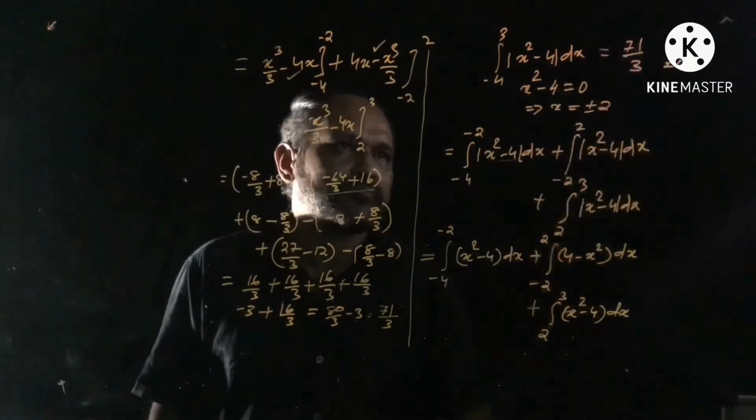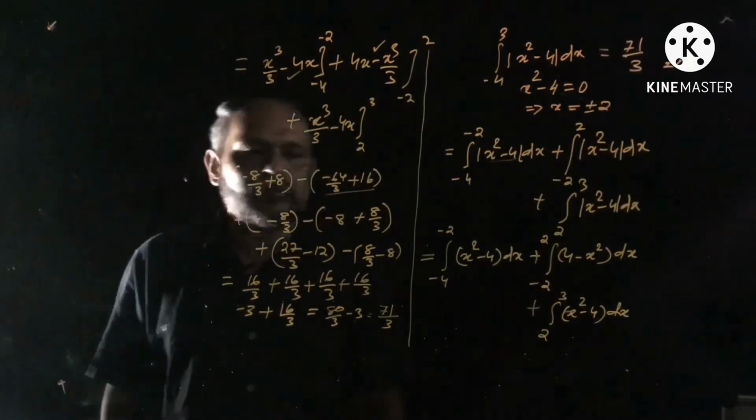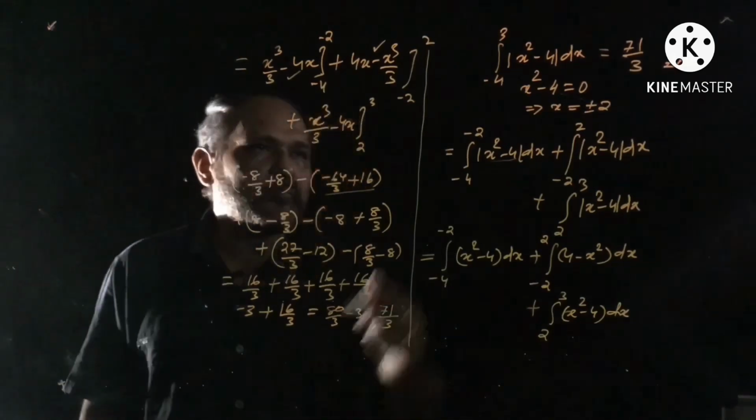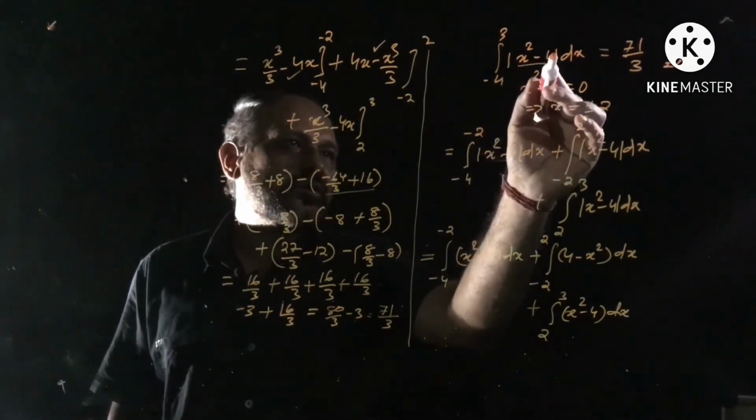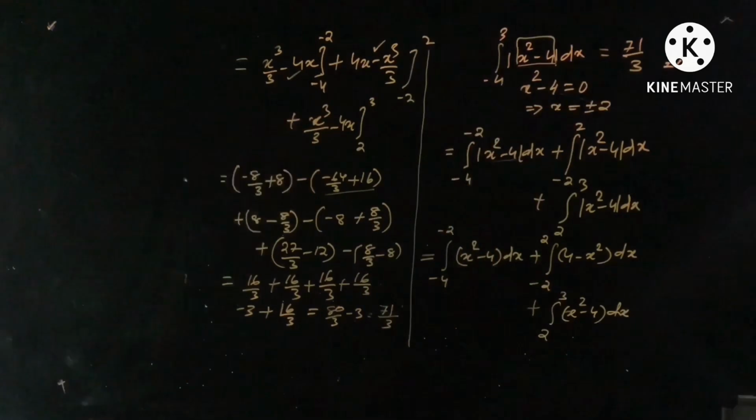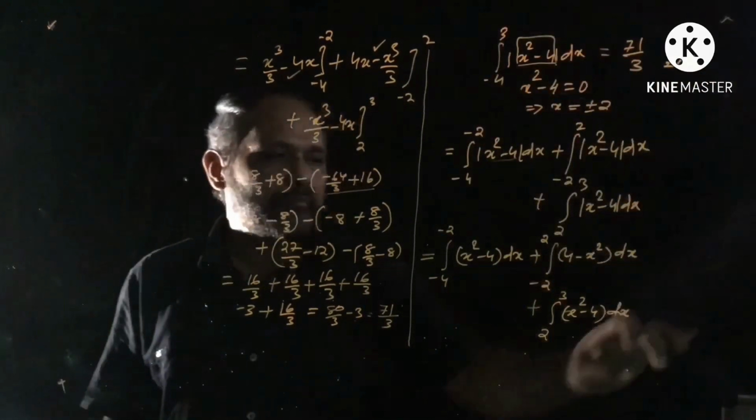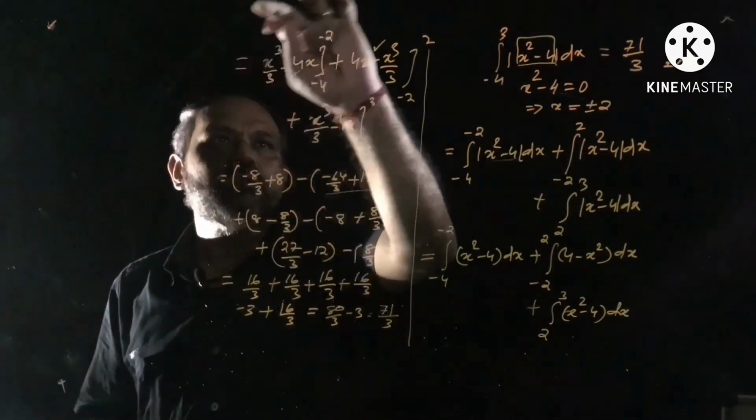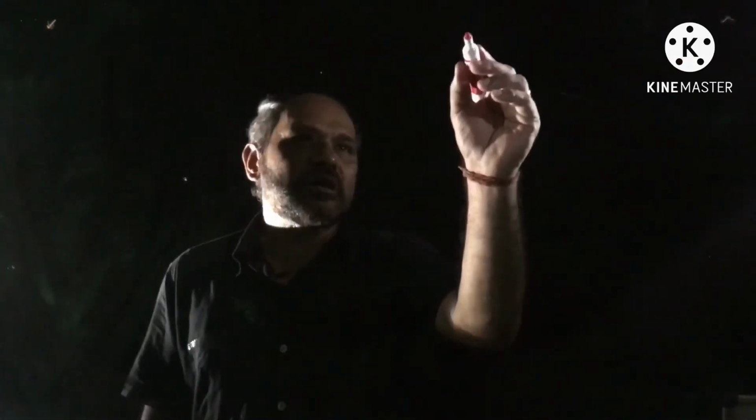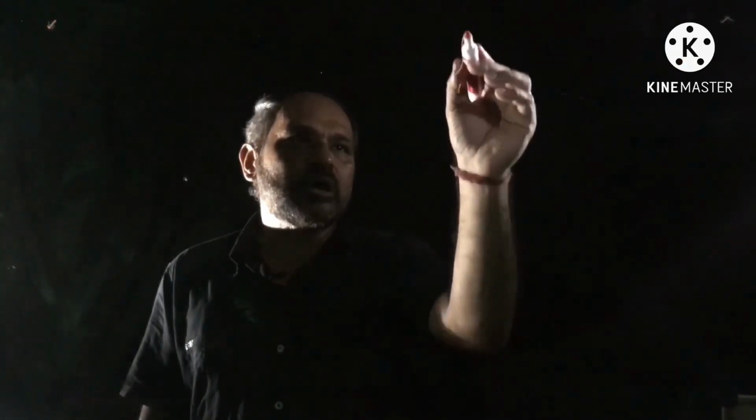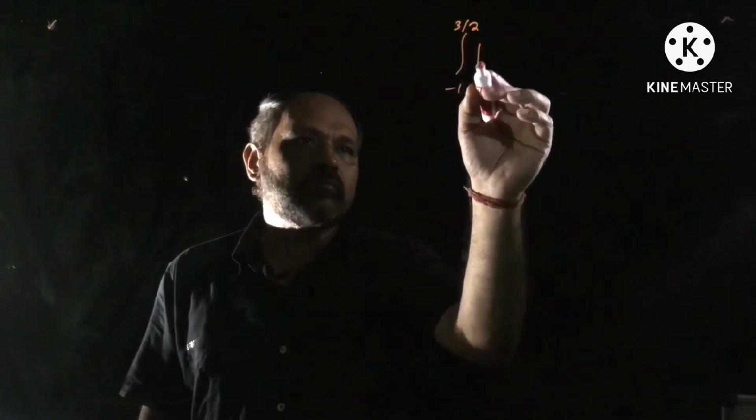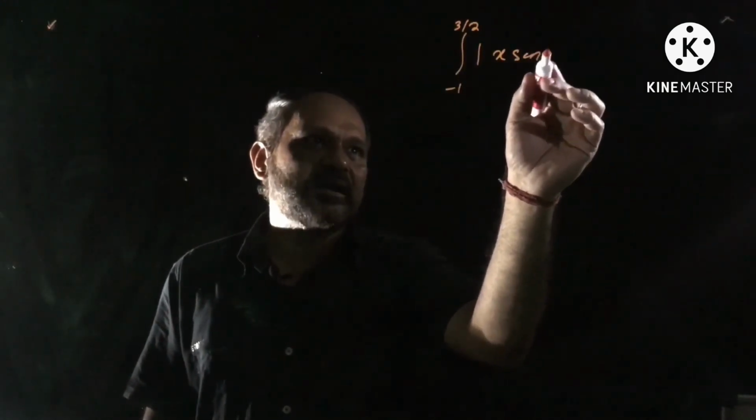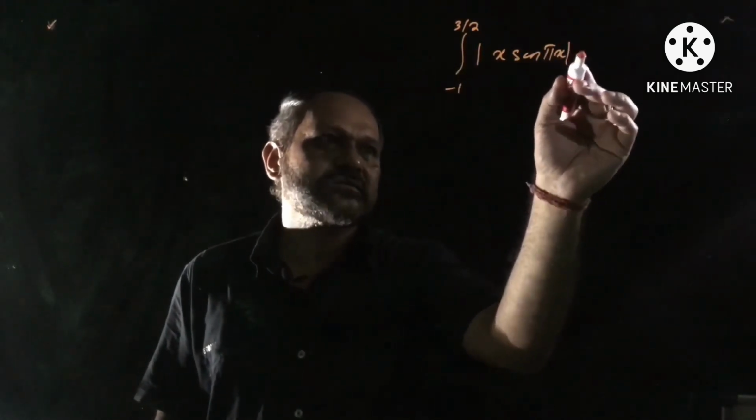This is the answer. We cannot apply the shortcut technique here because this is a quadratic function. Next one is very much important for the board examination: integration from minus 1 to 3 by 2 of mod of x sin pi x dx.